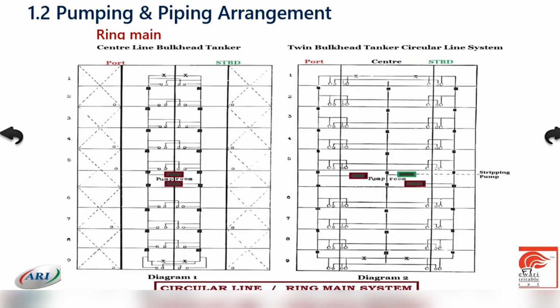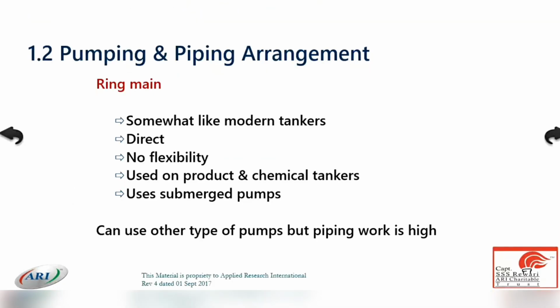The vessel is designed to carry various grades on board, commonly used in product carriers. So these are 2 different diagrams used in the ring mains. Ring main, somewhat like modern tanker, direct, no flexibility, used on product and some chemical tankers also, but most of the chemical tankers are using the submerged pump.